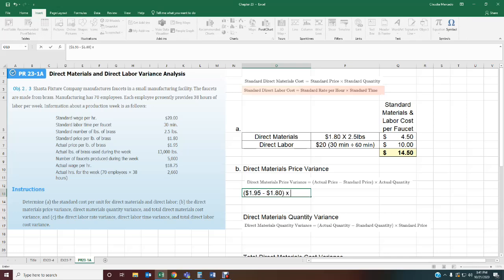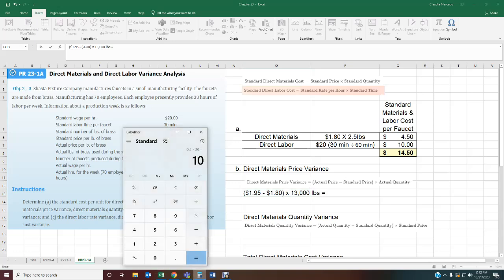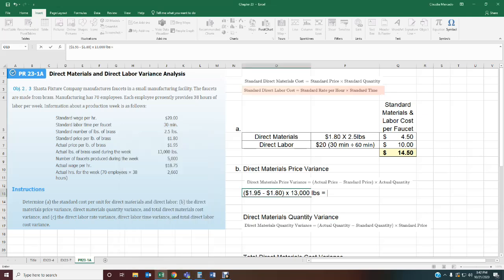And then I'm going to multiply times my actual quantity. How much brass do I need? It says the actual pounds of brass used during the week were 13,000 pounds. Now we can get our calculator out. $1.95 minus $1.80 gives me a 15-cent difference in my materials, times 13,000 pounds. That gives me 1,950, and that is a positive number.